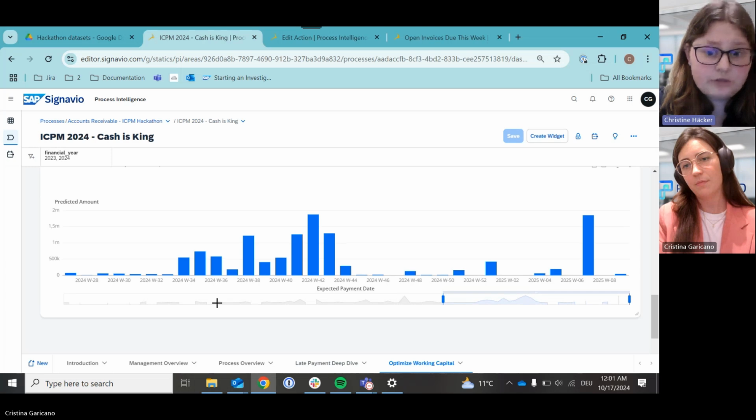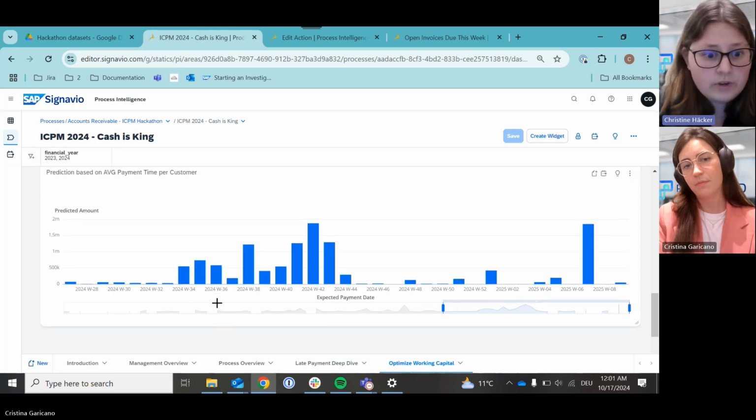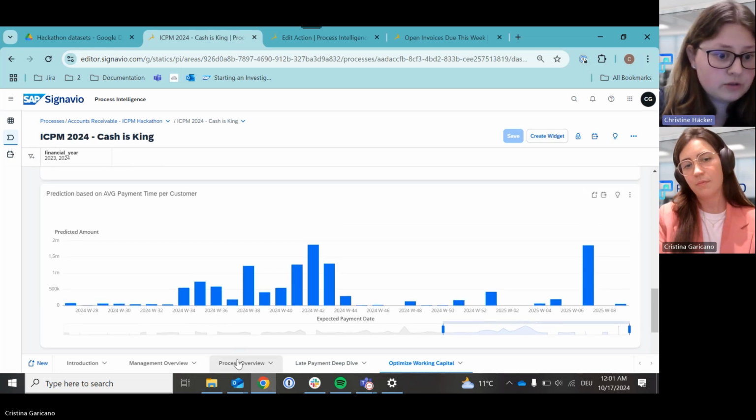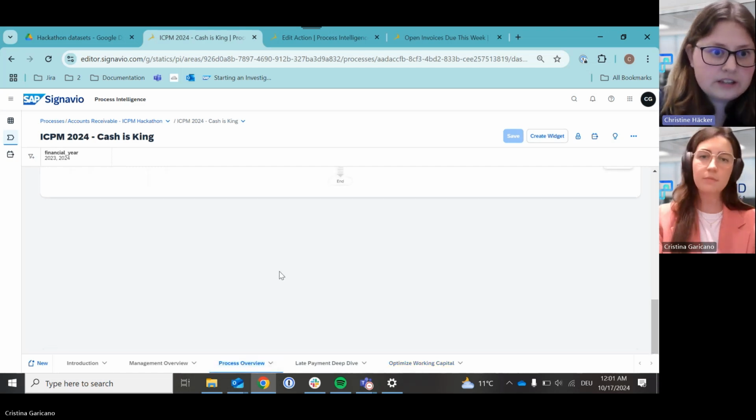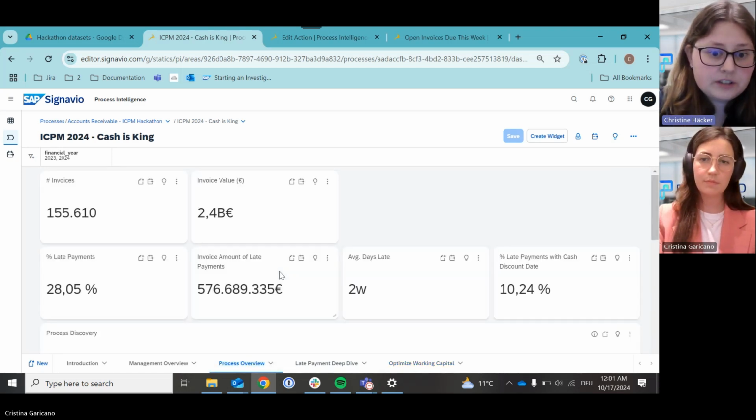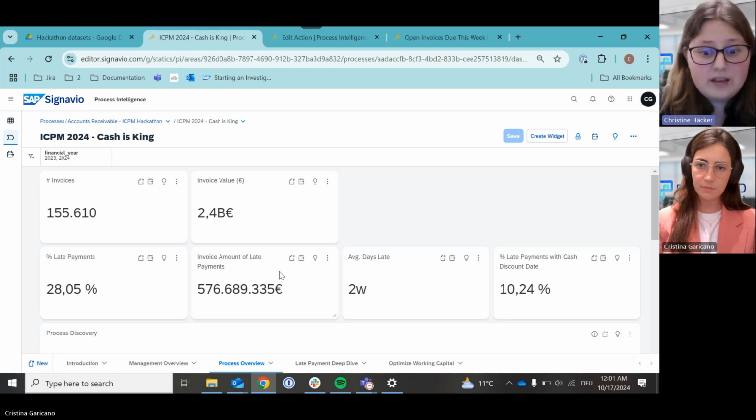That's nice to have a forecast of our cash flow, but now to think of what could be suggestions to also optimize our cash flow, we could shortly look back to the process overview, because here we can see that for invoices with a cash discount due date, which you see on the right, the late payment rate is much lower, just 10% instead of 28%. So a suggestion, for example, would be to give the customer the opportunity to pay early and get a cash discount, because then it seems like they are paying earlier.